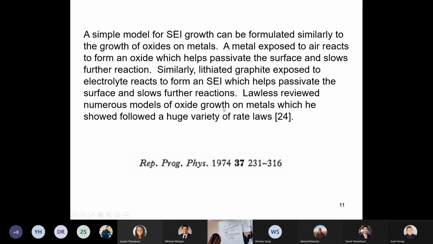Like I argued at the beginning of this section on the SEI, when you put aluminum into the air, aluminum oxide forms, the oxide layer gets thicker, and the oxide growth more or less comes to a stop. The same is true when you put lithium metal into electrolyte. The reaction products form, the SEI layer thickens, and the reaction more or less stops. So you would think the same kind of rate laws could be used to describe SEI growth that are used to describe oxide growth on metals.